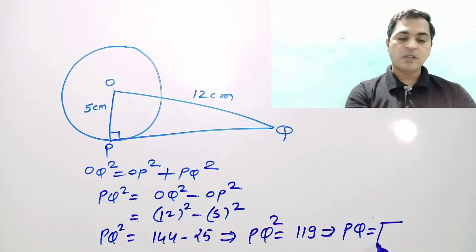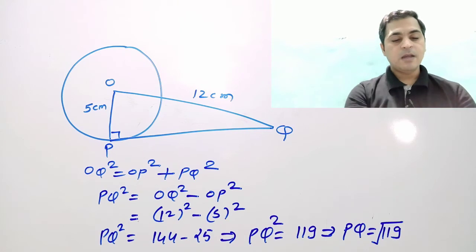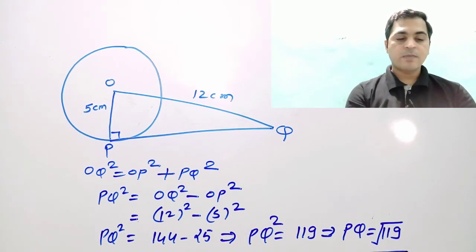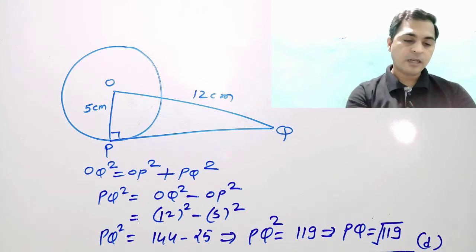But we want to find out the value of PQ, so the value of PQ will be root 119. Isn't it, students? Is it clear? You just have to apply the Pythagoras theorem and go through it, and you can get your answer. The answer is root 119. So answer D holds, right?